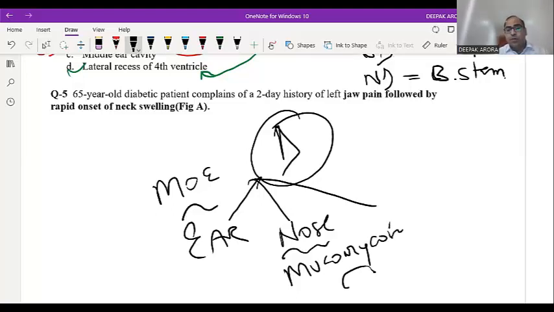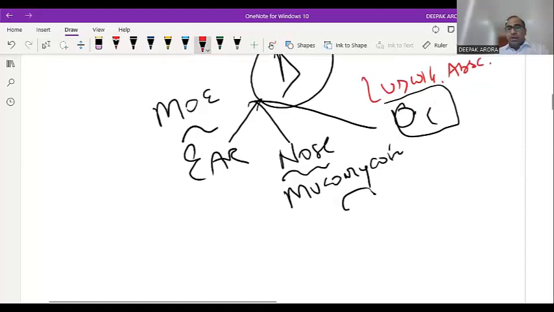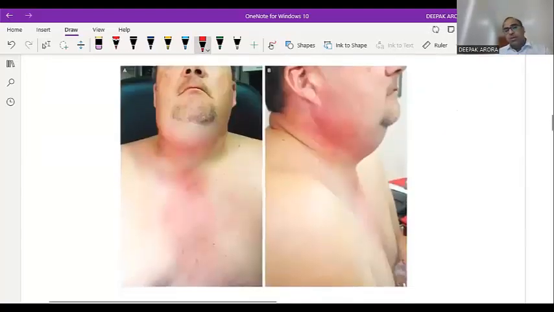Mucormycosis. MCQ from the oral cavity: like the MCQ question I have given, the patient is having some jaw pain, something from the oral cavity, we will be going in favor of Ludwig abscess. Then again, ear: malignant otitis externa. Nose: mucormycosis. Oral cavity: Ludwig abscess will be here.